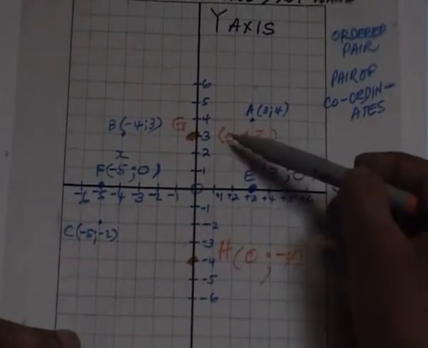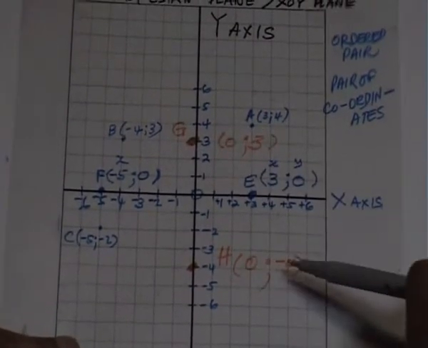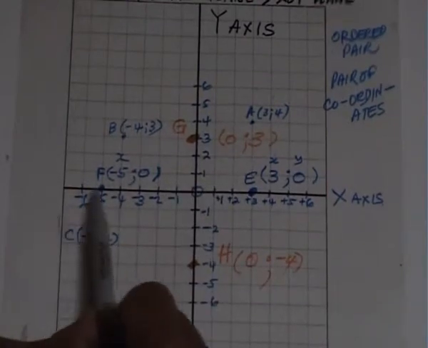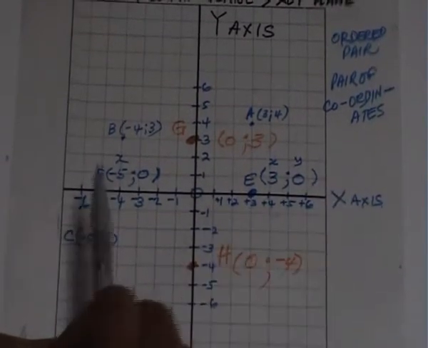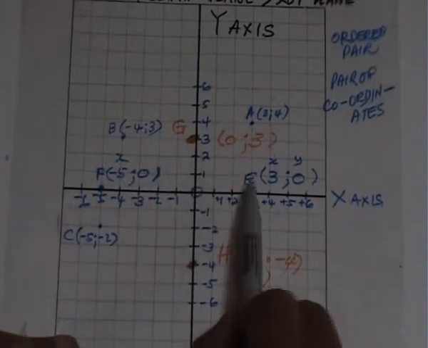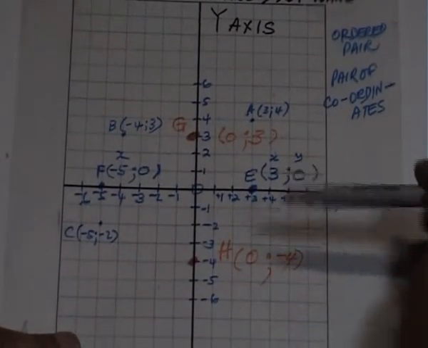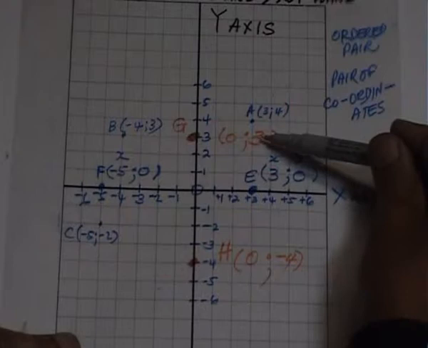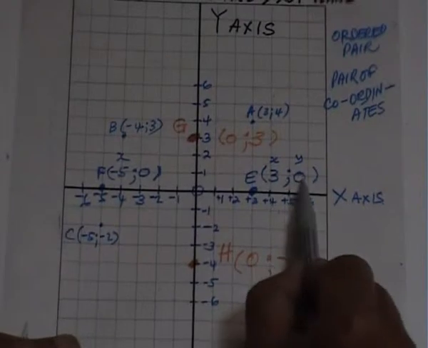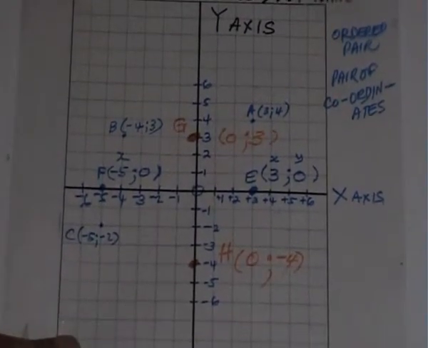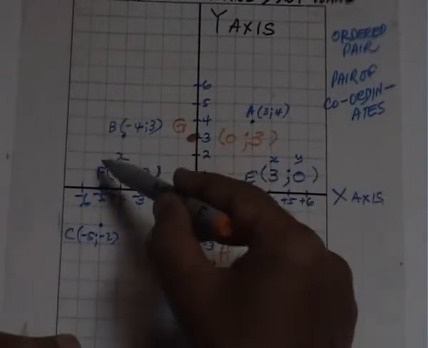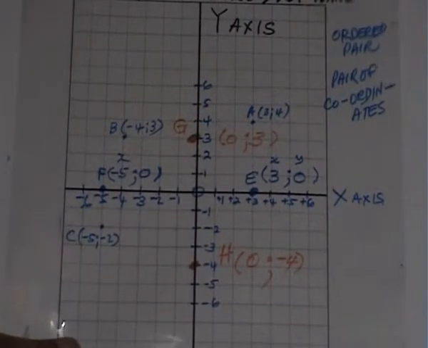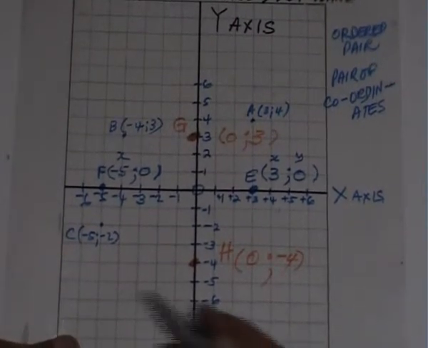So actually any ordered pair on this line will always be 0 and then a number. Any ordered pair on the x-axis will always be number, then 0. Now remember, I'm only talking about the axes. Any ordered pair on this line will be 0 and then number. Any ordered pair on the x-axis will always be number, then 0. So you must be able to find the ordered pairs for given points, and the points will always be labeled with capital letters.